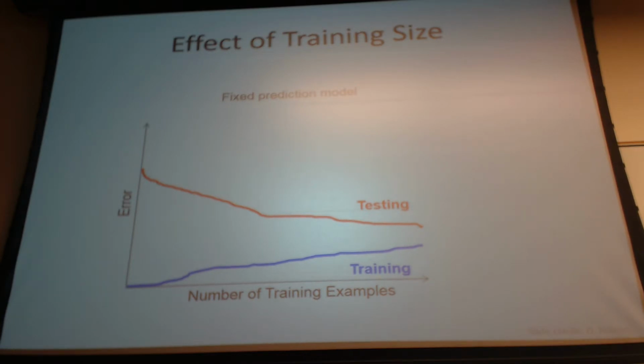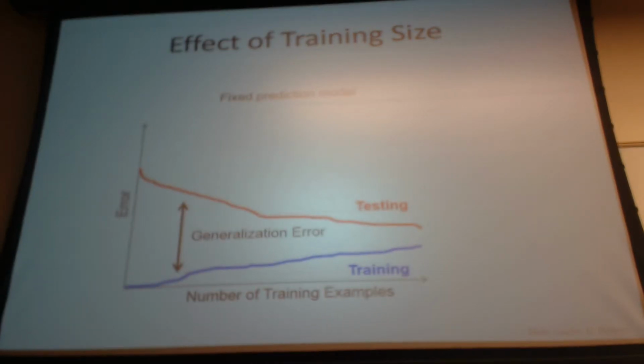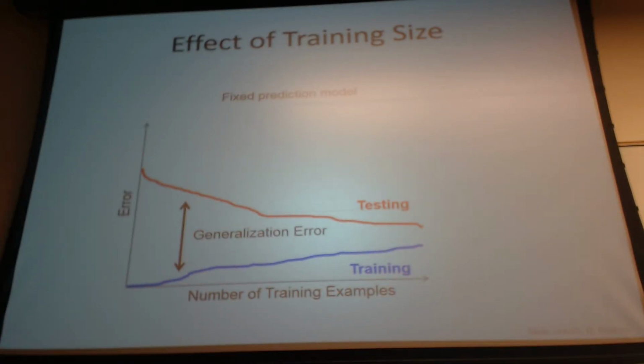So for a fixed machine, if you increase the number of training examples, the testing error decreases and the training error increases. And there will be some point where you will reach an optimal level. They might not meet, they might not cross, but they might reach an optimal level, after which they don't change. Okay. So this difference between testing and training error, you can term as generalization error. The difference between testing error and training error is due to generalization.